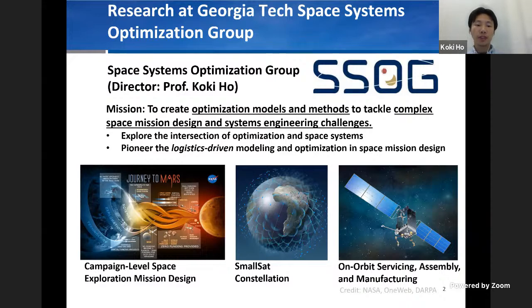I gave 3 examples here that we consider complex space mission problems. Of course, this is not an exhaustive list. This is just a few examples that I think are very important. The first one is human space exploration. This figure is a little bit old now, but it basically shows our journey to Mars. It's NASA's vision to combine a lot of different technology developments and missions for the common goal of sending humans to Mars in the near future.